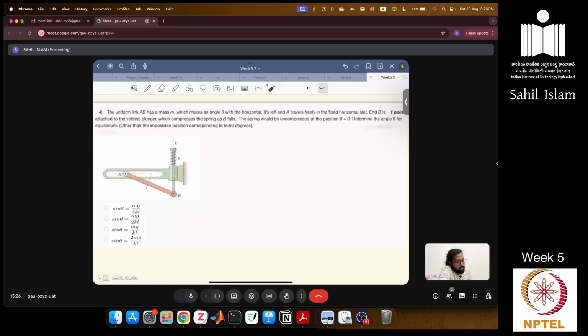So you have to determine the angle theta. Let's assume the vertical displacement here is y. Due to this compression of P, it is y. So due to the compression, the spring energy will be half k y square, and there will be gravitational potential energy, mg y center of mass.